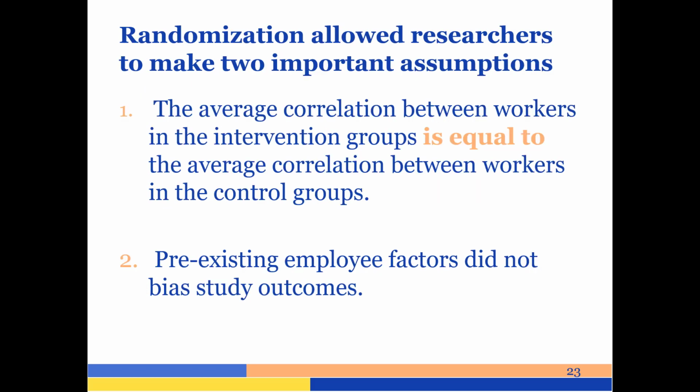The researchers were able to make two important assumptions as a result of the group randomization. Remember that these assumptions are that the correlation between workers in the group is the same as the correlation between workers in another group, and that any pre-existing factors did not influence or bias the study.